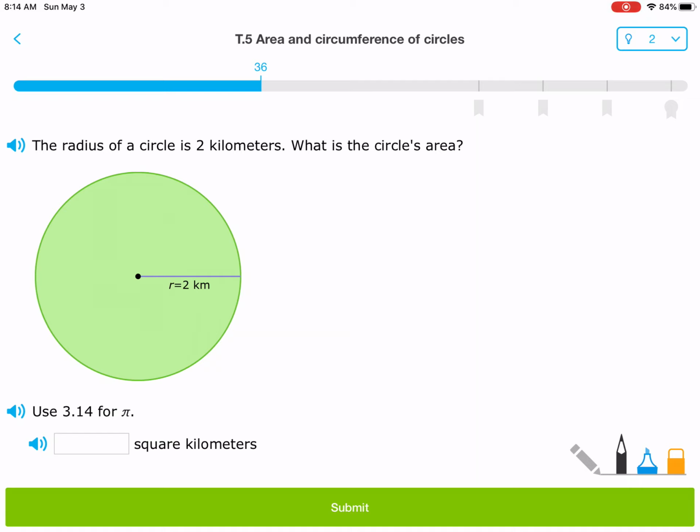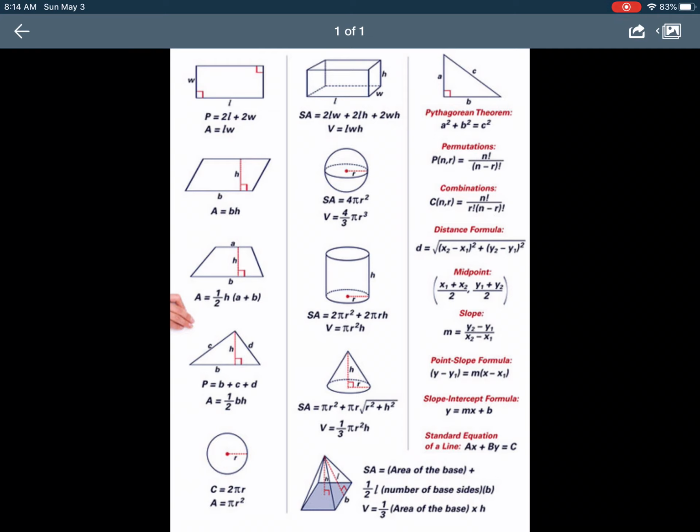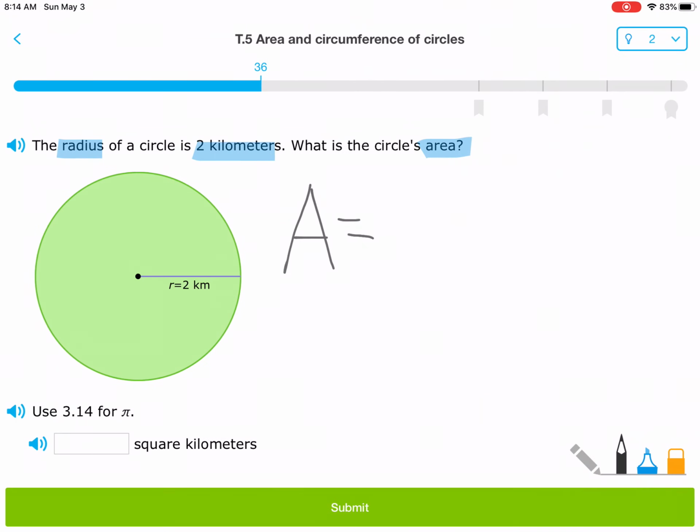The radius of the circle is 2 kilometers. What is the area? So the radius is 2. And what is the area? So we haven't worked with area yet. So we need to go to our formula sheet and look for the capital A. Down here at the bottom, the circle says capital A. I'm in the bottom left corner if you're not sure what I'm looking at. It says A equals pi times the radius squared. So pi times the radius squared.